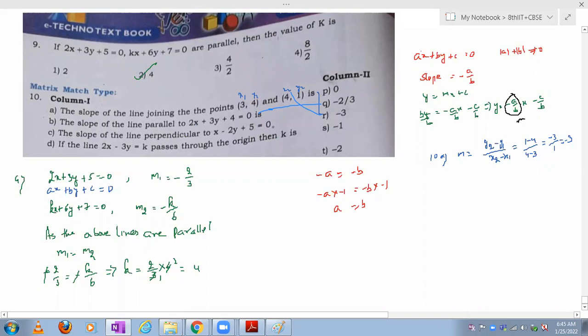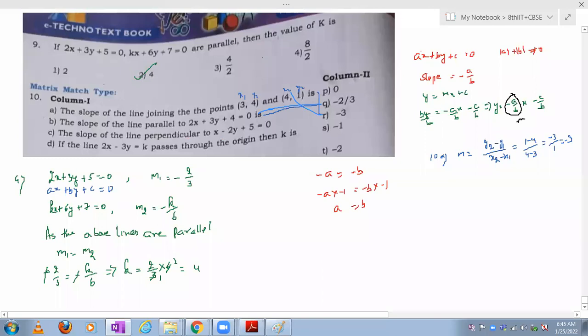The slope of a line parallel to the second line, minus 2 by 3. The slopes are equal now. Minus 2 by 3. Got it? Yes, sir. Nice.